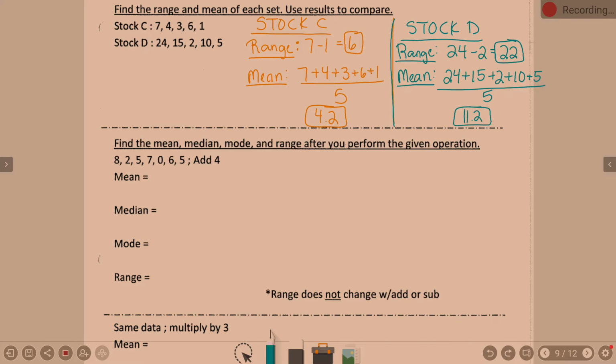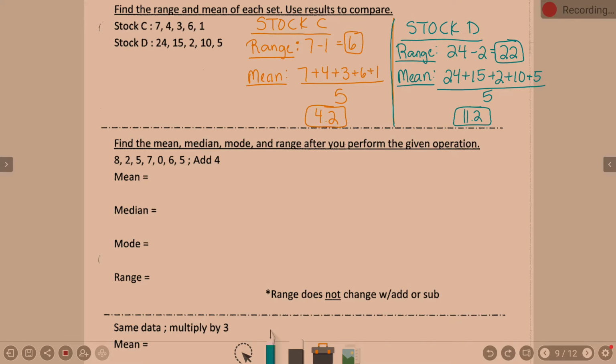I'm debating if we need to go through anything at the bottom or not. The bottom says find the mean, median, mode, and range after you perform the given operation. There are other shortcuts you can do. I don't remember exactly what they are off the top of my head, but if nothing else, you rewrite this list of numbers by adding 4.